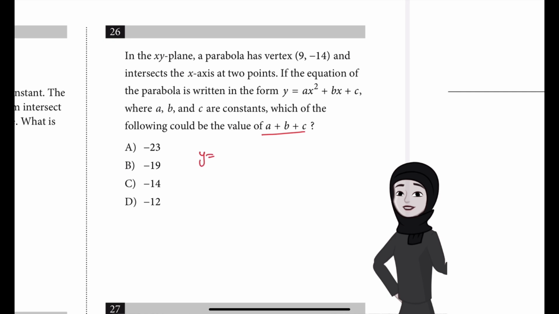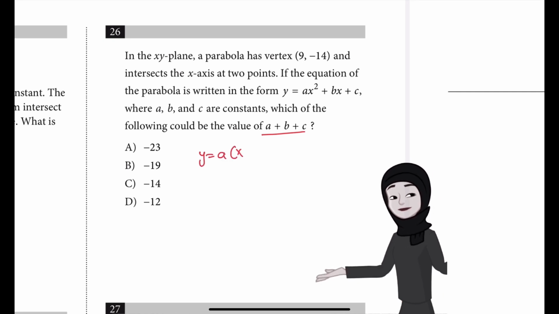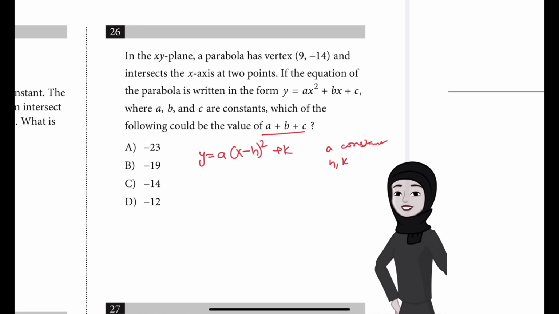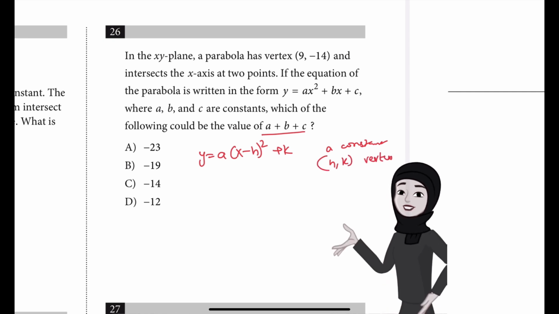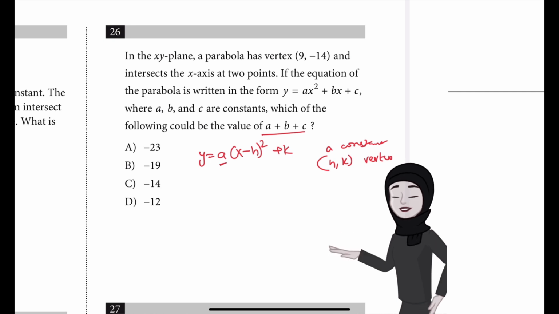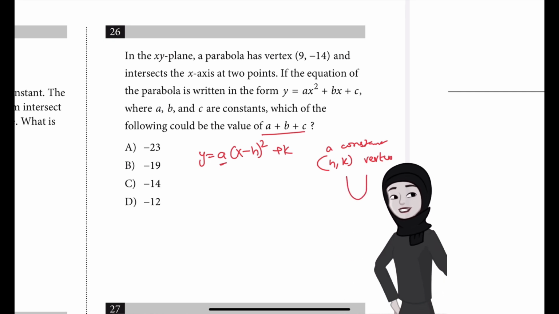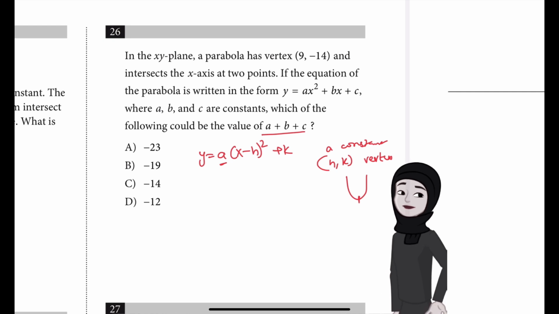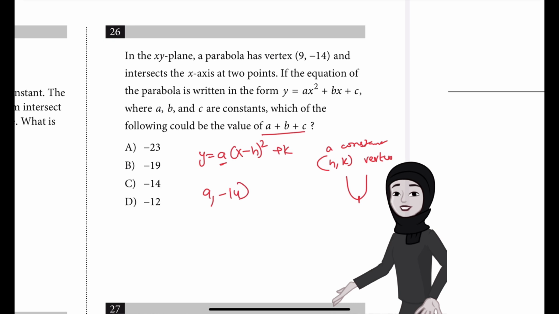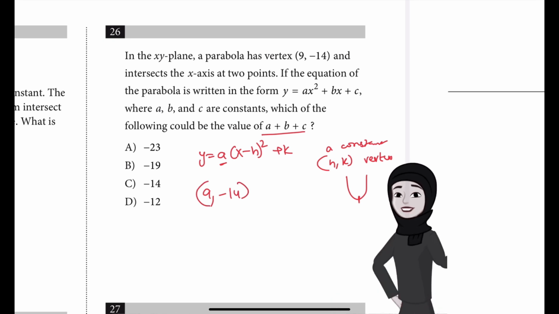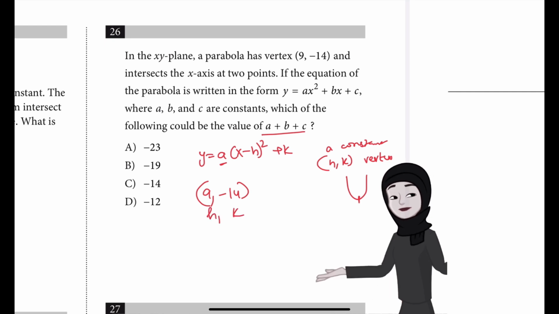We know that the equation of a parabola, we can write it in the form a times (x − h)² + k, where a is a constant and (h, k) represents the vertex of the parabola. Now if a is positive, the parabola will open upward, and if a is negative, the parabola will open downward. It's given that the parabola has the vertex 9, negative 14. And what we will do first is substitute 9 for h and negative 14 for k.